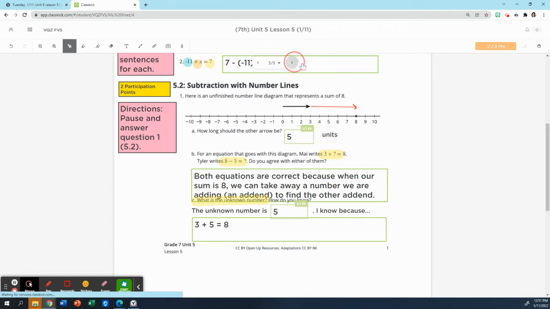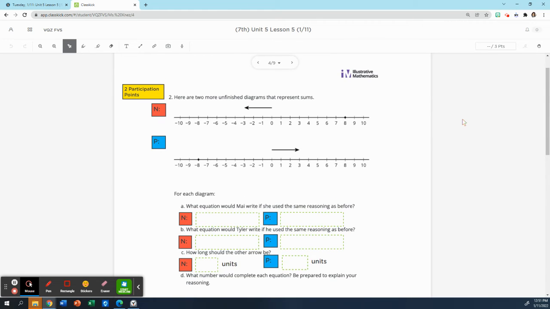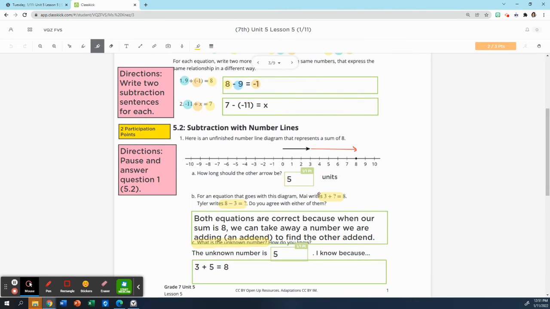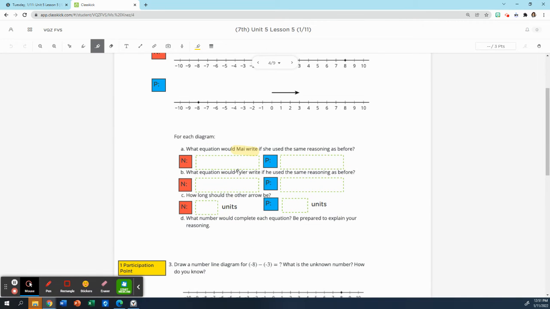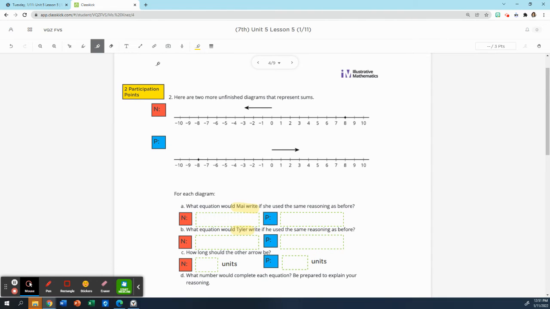The last slide we're going to focus on if you missed class is slide 4. Slide 4 says, here are two more unfinished diagrams that represent sums. For each diagram, what would Mai write? Remember, Mai was the one in this question who used an addition sentence. And then it says, what would Tyler write? And Tyler was the one who used a subtraction sentence. So let's do N together, and then I'll have you do P on your own.